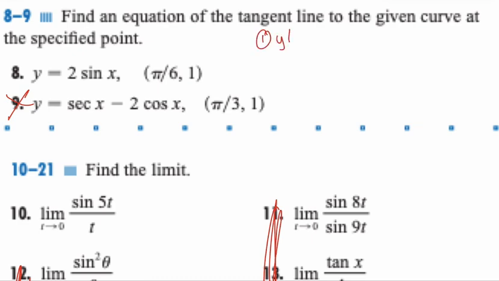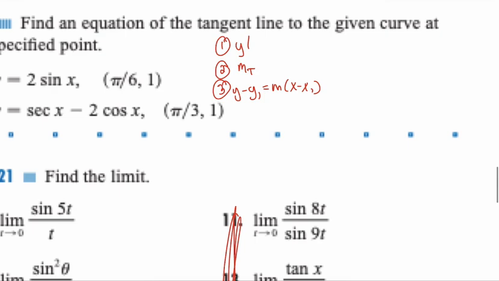So what do we have to do for a tangent line? The first thing you always find is y prime. The second thing you always find is the slope by plugging in your point. And the third thing you use is y minus y1 equals m times x minus x1. Remember, we had that long formula for step 1. Now we have our shortcuts for step 1, which is great. So our first step, the derivative of 2 sine of x is 2 cosine of x.